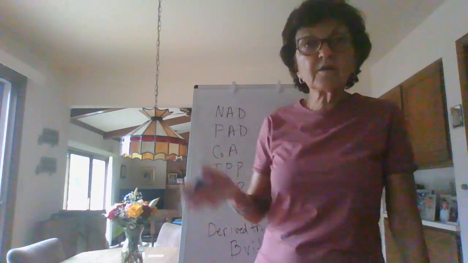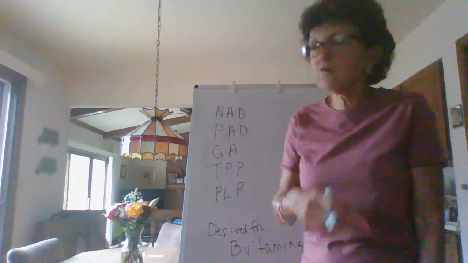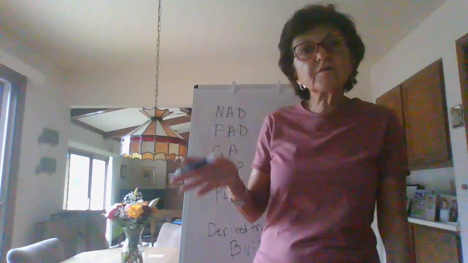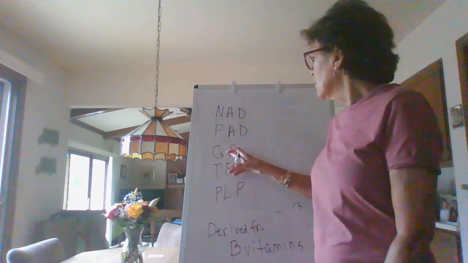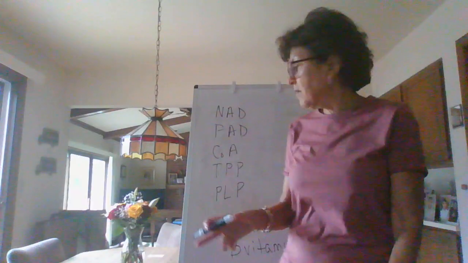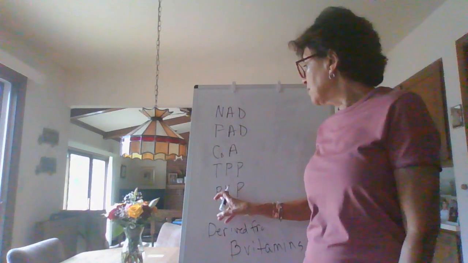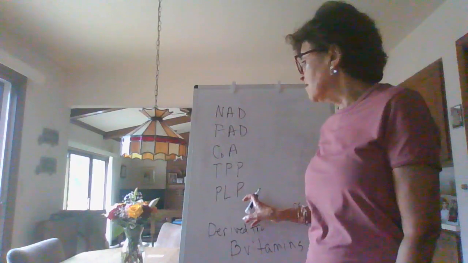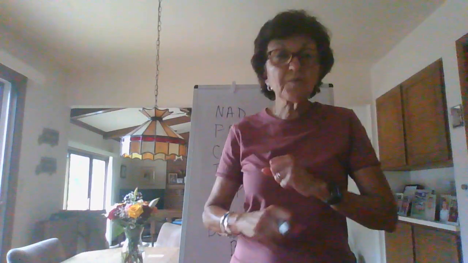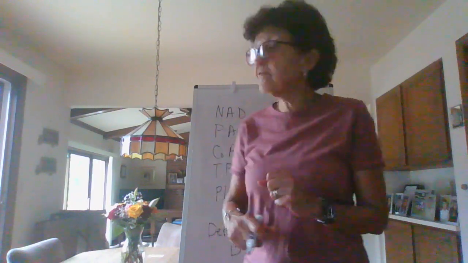NAD is nicotinamide adenine dinucleotide. You can look it up. FAD is flavin adenine dinucleotide. Coenzyme A is just coenzyme A. TPP is thiamine pyrophosphate, and PLP is pyridoxal phosphate. Which B vitamins are these derived from?